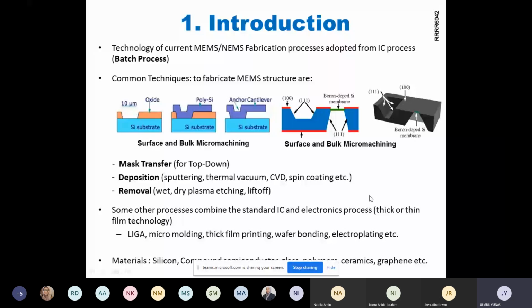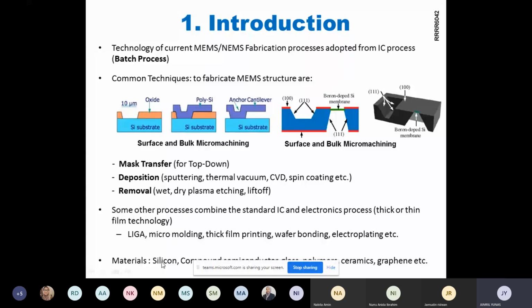Some other processes in MEMS combine the standard IC and some electronic process, such as thick or thin film technology, molding, or electroplating, etc. LIGA, micro molding, thick film printing, wafer bonding, electroplating, etc. While the material used for the MEMS fabrication is commonly coming from silicon, compound semiconductor such as III-V compound, II-VI compound, gallium nitride, gallium arsenide, etc., glass, polymers, ceramic, graphene, etc.